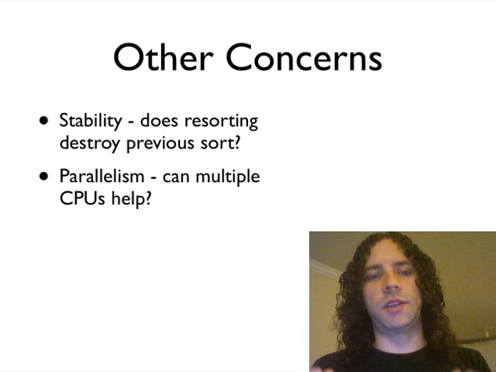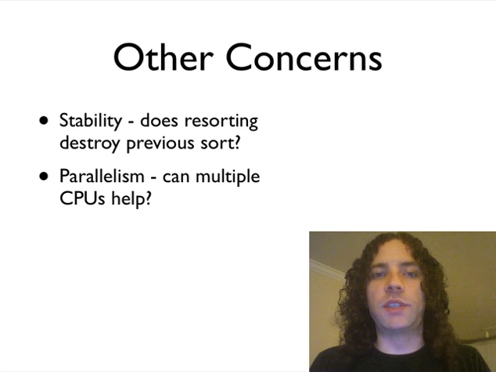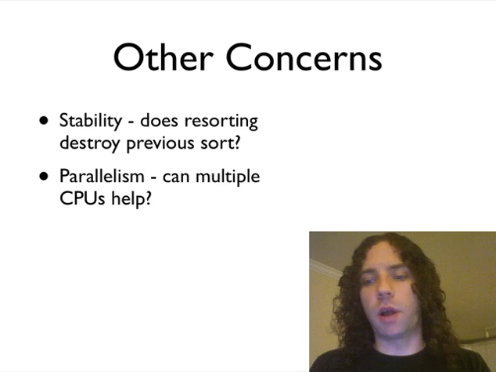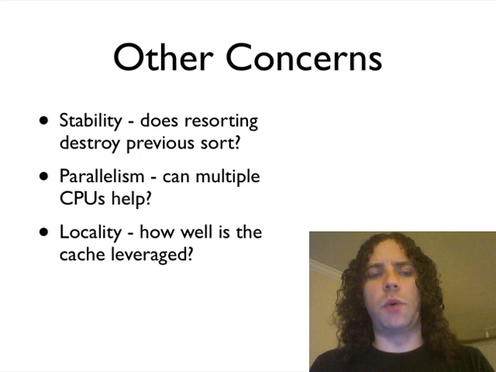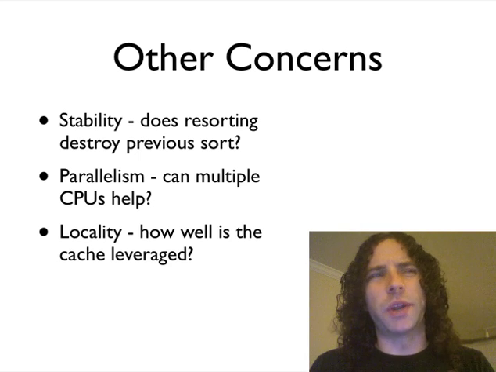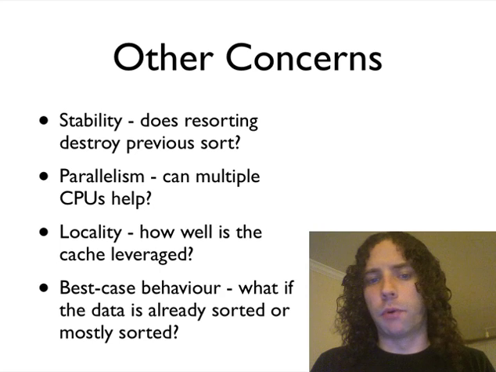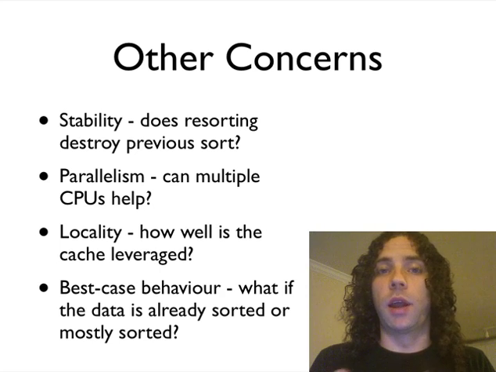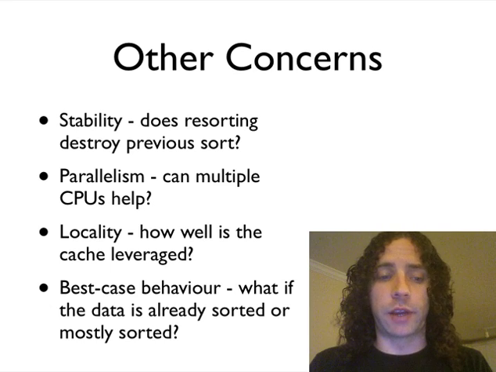There's also parallelism, because these days we have lots and lots of CPUs, but the CPUs aren't getting much faster individually. So can we split up the data, put it out on different CPUs, have them work independently? This is part of why things like merge sort are making a real comeback, but other algorithms like quicksort can be used in this way as well. And then there's locality. How well is cache leveraged? Most sorting algorithms are actually pretty good with this. Merge sort's specifically really good. Quicksort's pretty good as well. It's important because the distance between CPU and memory is getting bigger all the time, so using the cache effectively makes things faster.